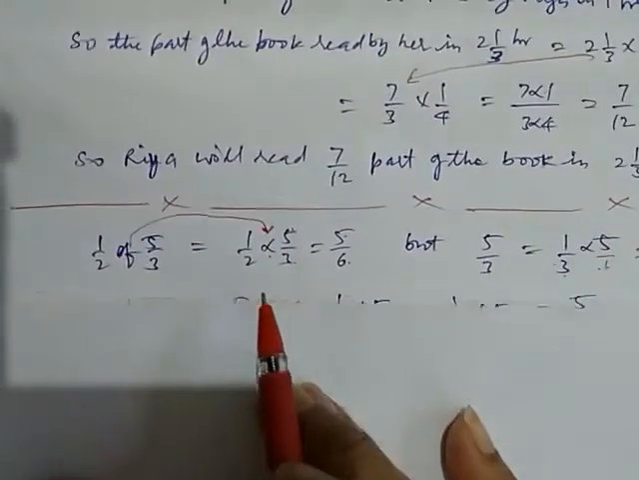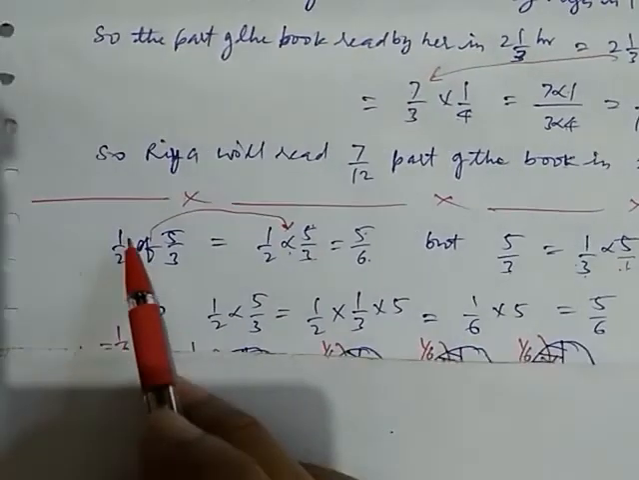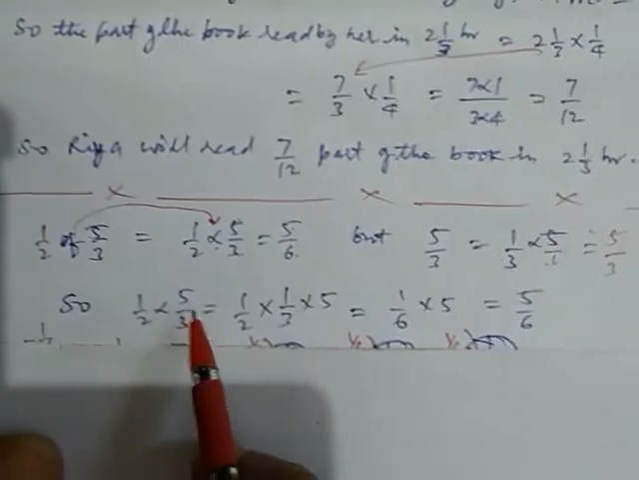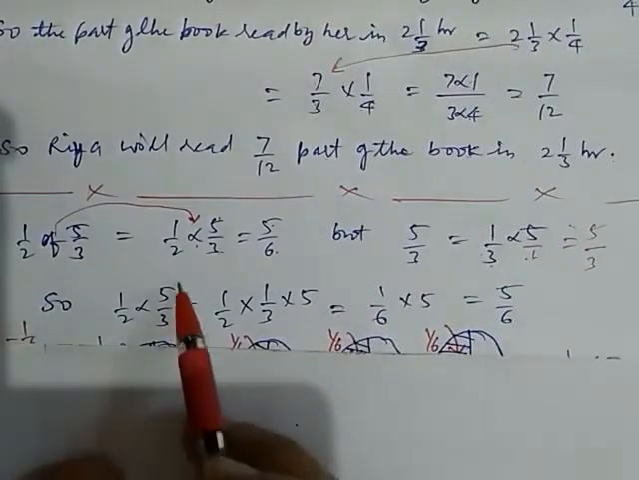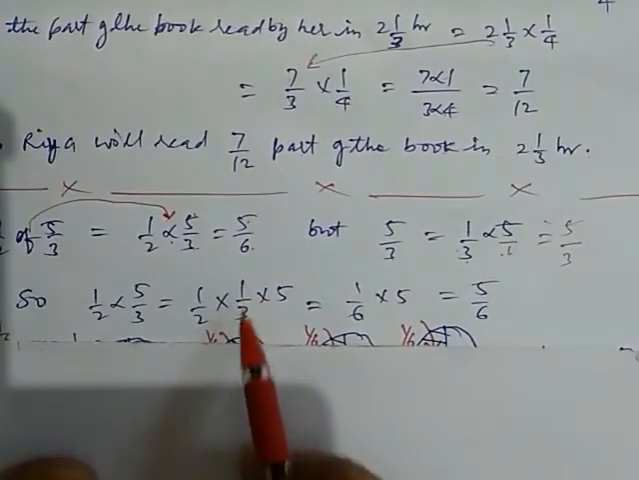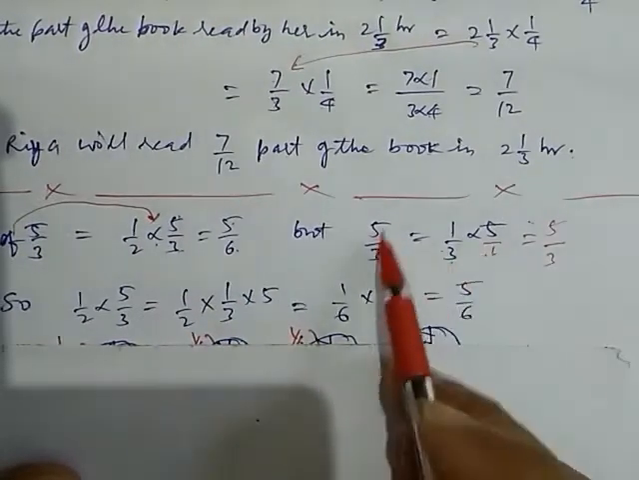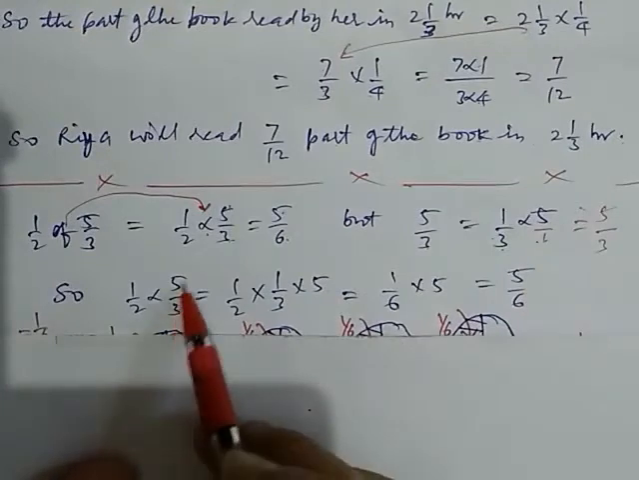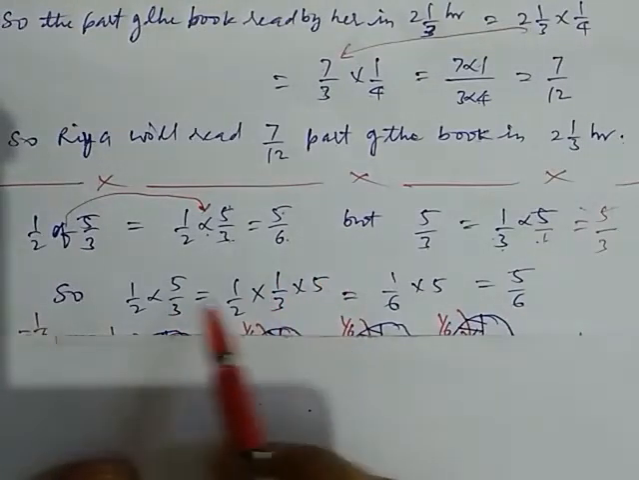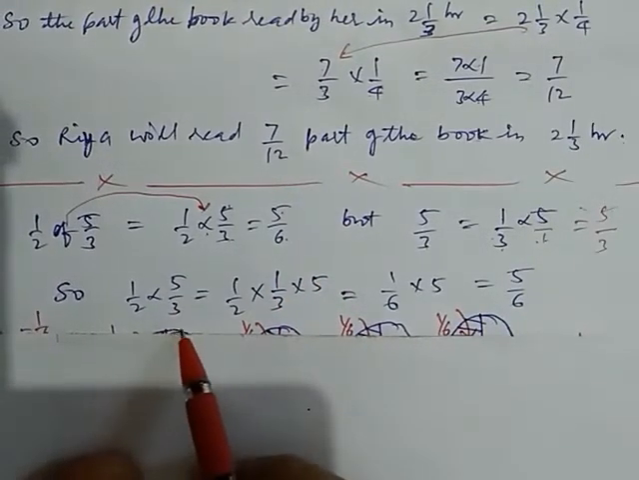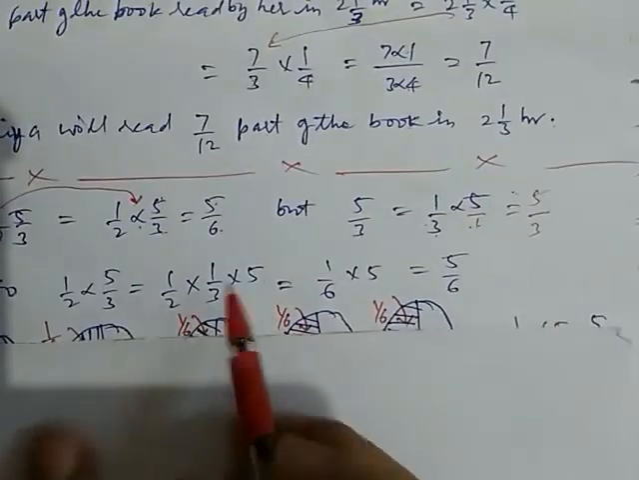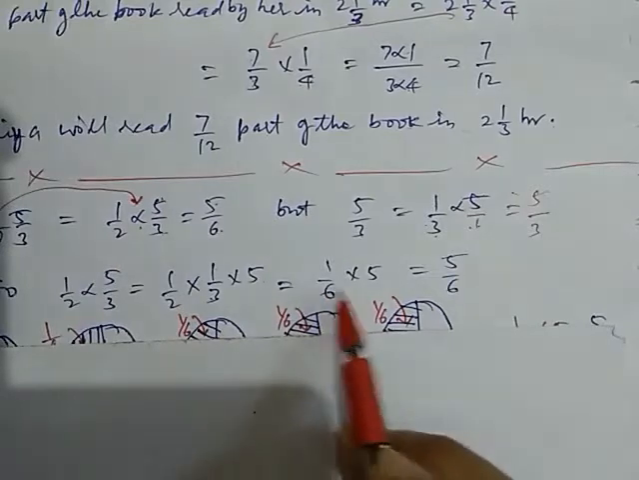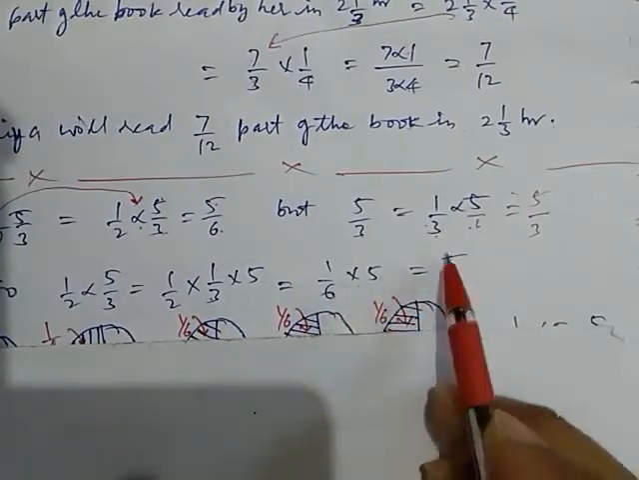So 5 by 3 can be written as 1 by 3 into 5. So now we learn this. Half of 5 by 3 means half into 5 by 3. And here we write 5 by 3 as 1 by 3 into 5. So we write 1 by 3 into 5 in the place of 5 by 3. So this becomes 1 into 1, 1, and 2 into 3, 6. So 1 by 6 into 5 means 5 by 6.